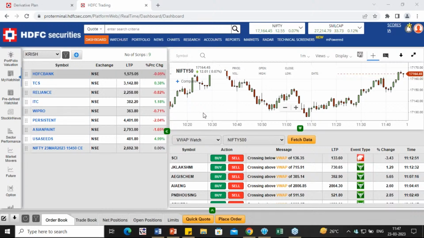Raghavendra sir is asking, can you do GTD in FNO? Yes, we do have a feature in FNO, but not from the Pro Terminal. If you want to put the GTD order in the FNO in the future, you have to switch to Empower, where we are giving the facility.